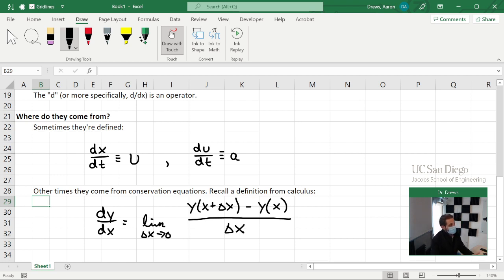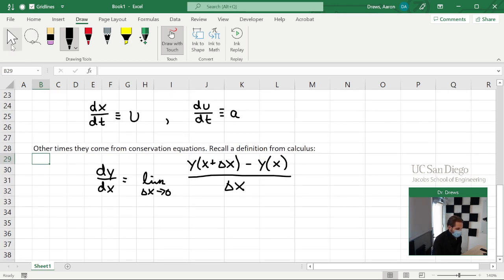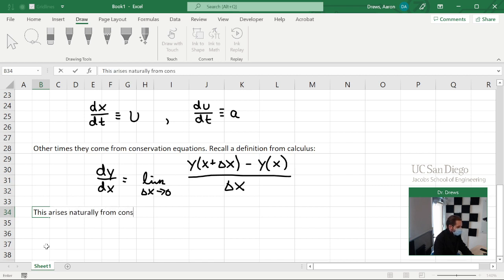And it might have been h's. That's another very common one, like y evaluated at x plus h, divided by h, and letting h go to 0. They're all equivalent, at least for our purposes. So this usually gets combined, or I should say, this arises naturally from conservation equations. Most conservation equations are written as accumulation. Accumulation is equal to in minus out plus generation minus consumption.